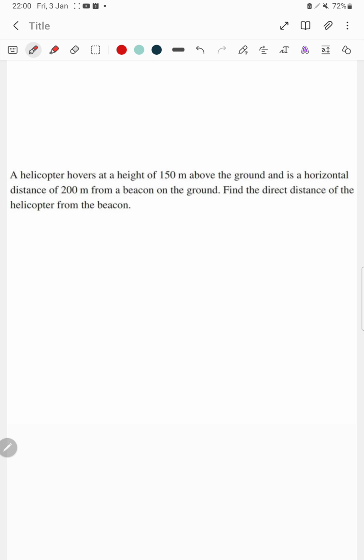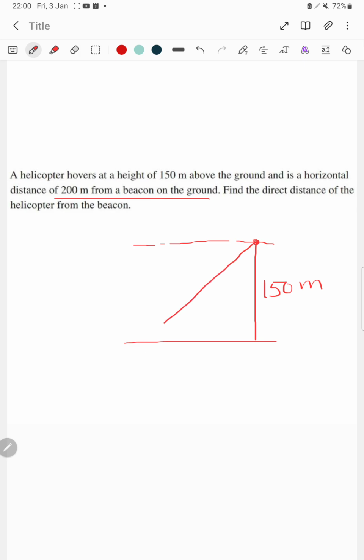A helicopter hovers at a height of 150 meters above the ground. So let's say this is the ground. The helicopter is hovering like this at a height of 150 meters. Let's say at any point it is here. So this height is 150 meters. And it is at a horizontal distance of 200 meters from a beacon on the ground. So this point is the beacon.